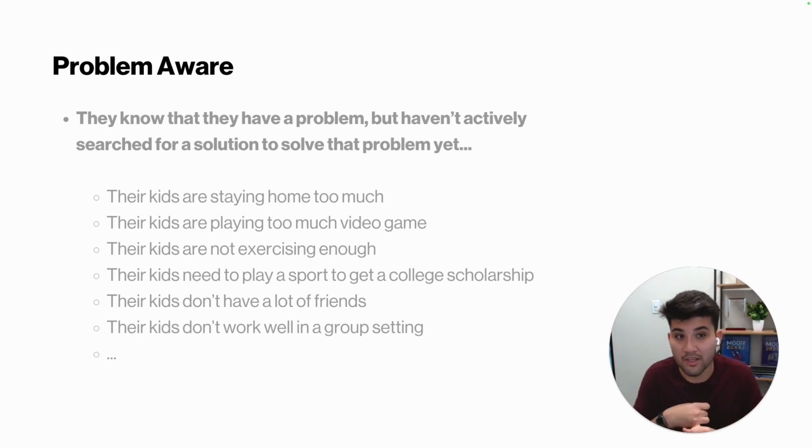They need to play a sport to get a college scholarship later on, so they need to start early. They don't have a lot of friends in school. They don't work well in a group setting. They don't have a lot of teamwork skills, right? Those are small problems that compound over time, and the parents are like, okay, we need to solve that.